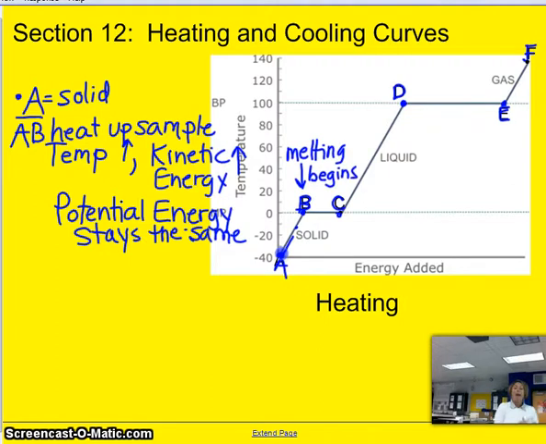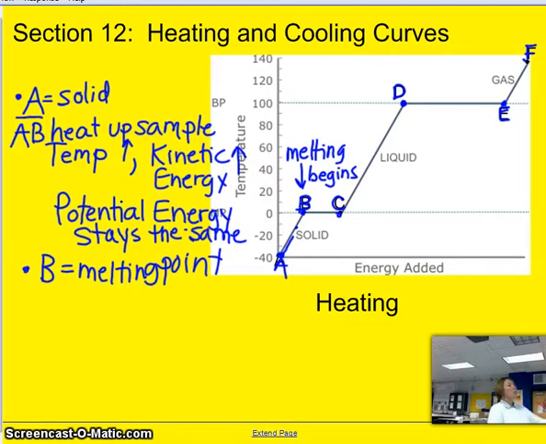The temperature at which that occurs is known as the melting point, and for this substance, it would be 0 degrees. So point B is the melting point, and that's when melting begins. Now notice, from B to C, we're still adding energy. We're still adding heat during that segment. But the temperature stays the same. The temperature is not changing.